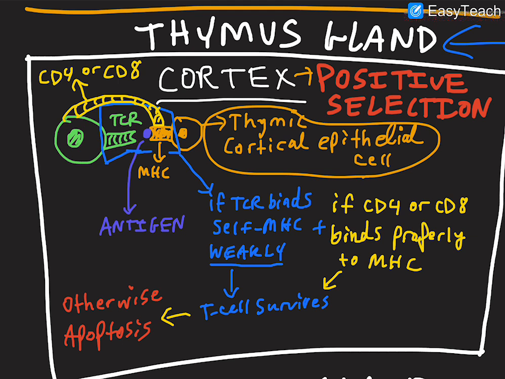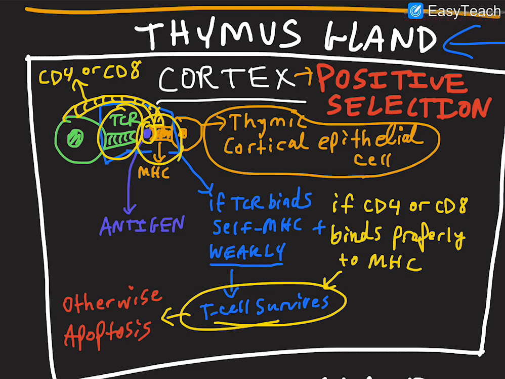If your immature T cells recognize MHC, your T cells survive, right? And if you have weak binding between your T cell receptor and the self antigen in MHC, your T cells survive. If your immature T cells do not recognize MHC, then apoptosis occurs. Okay, so that's the result of positive selection.